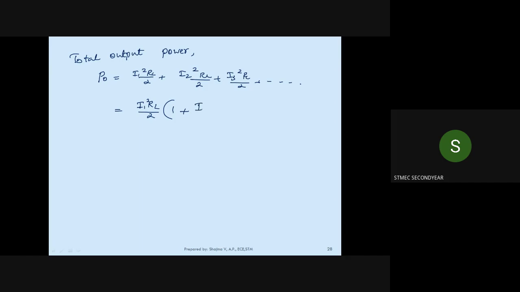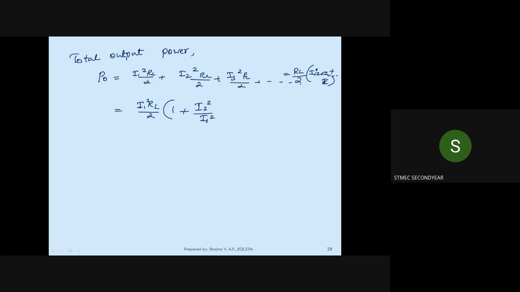അപ്പോൾ ഈ ഇക്വേഷൻ എങ്ങനെ എഴുതാം? RL divided by 2 ഓൾറെഡി കോമൺ ആണ്. അതുകൊണ്ട് ഇത് I1 square plus I2 square plus etc. ആണ്. ഇതിൽ I1 സ്ക്വയറിനെയും കൂടെ പുറത്തേക്ക് എടുക്കുന്നു. അപ്പോൾ I1 സ്ക്വയർ into RL by 2 ആണെങ്കിൽ എന്ത് വരും?